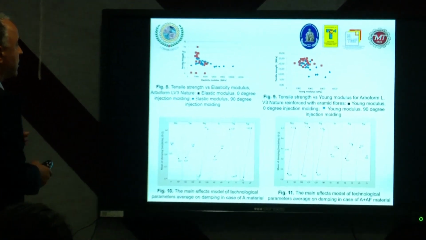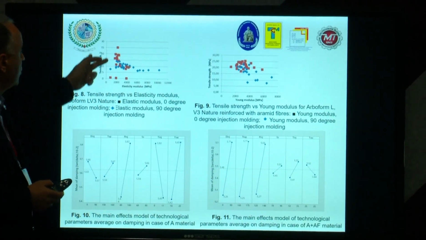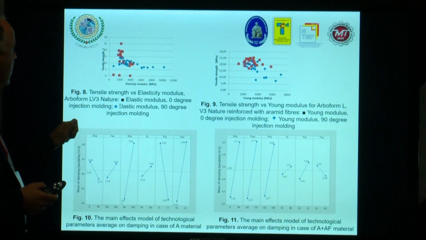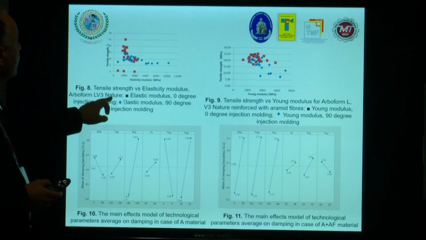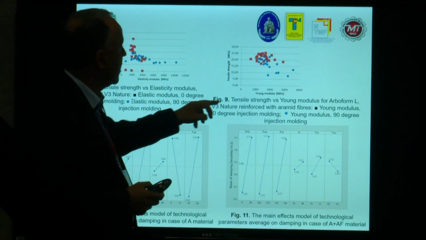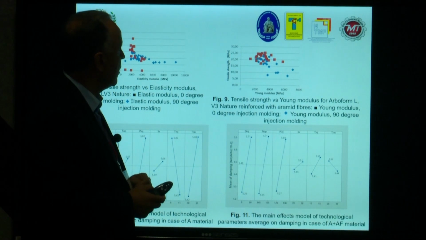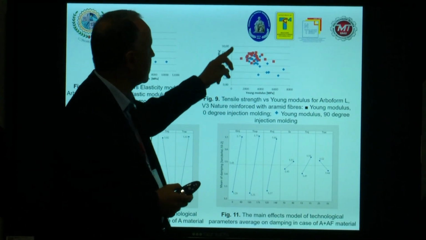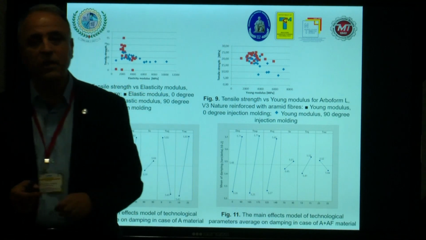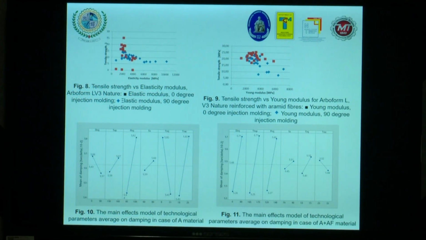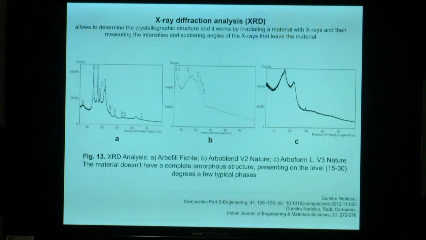Also, tensile strength versus elasticity modulus. You can see the results in the case of Arboform base material, Arboform nature. Also, the tensile strength versus Young modulus in the case of Arboform reinforced with aramid fibers. And of course, you can also see that 0 degree injection molding could be the better solution in order to obtain good properties. Downstairs, in figures 10 and 11, are the main factors with the major influence over the final properties of the product.